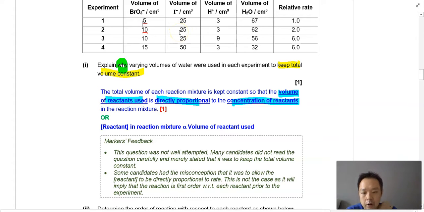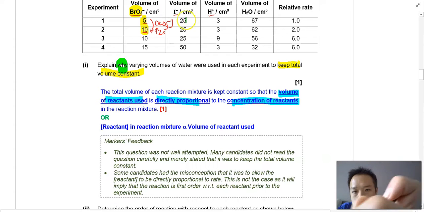To determine the order of reaction with respect to each reactant, the choice of experiment is important. In this case, we are choosing BrO3 minus, I minus and H plus as the reactants. For BrO3 minus, I will compare experiment 1 and 2. Why? Because in experiment 1 to 2, the BrO3 minus has doubled. The rest, I minus and H plus, remain constant.